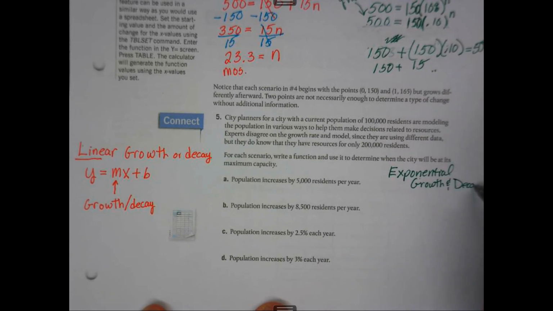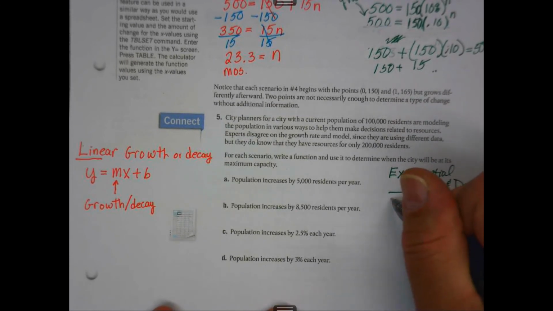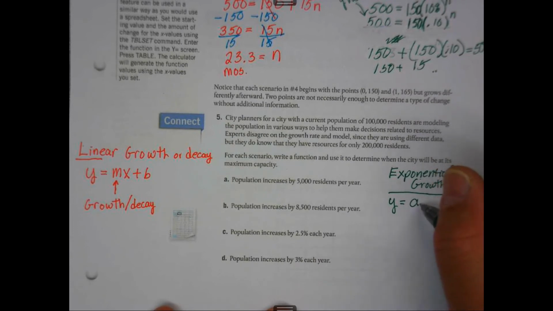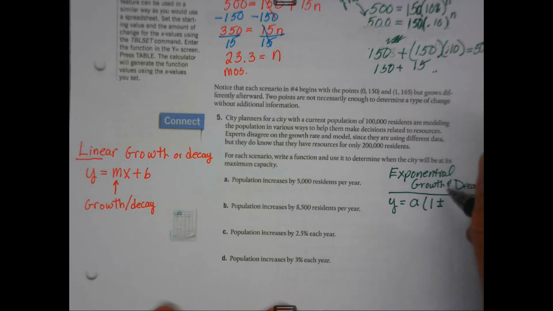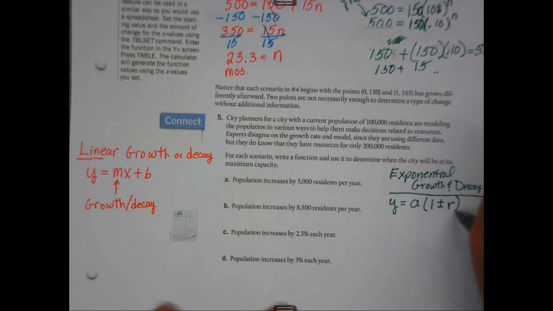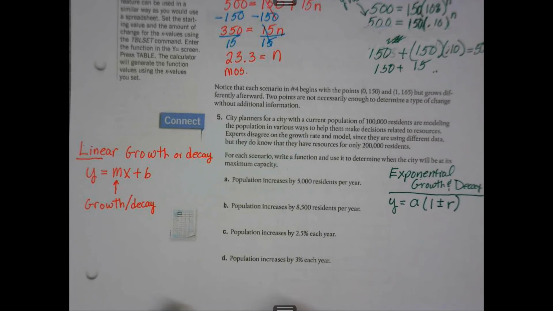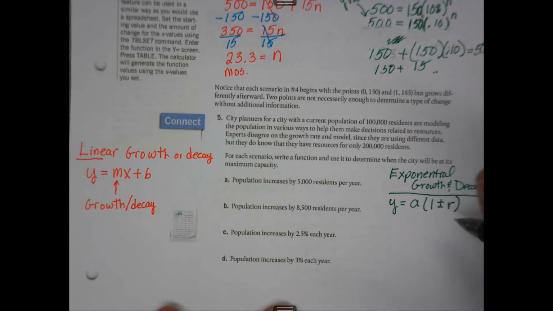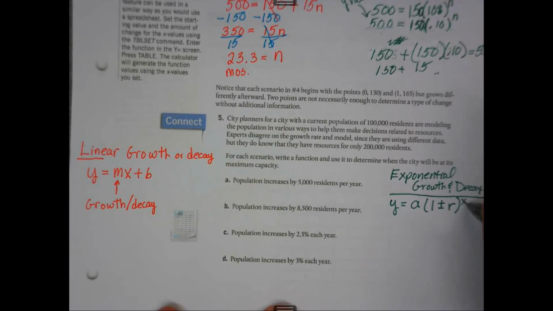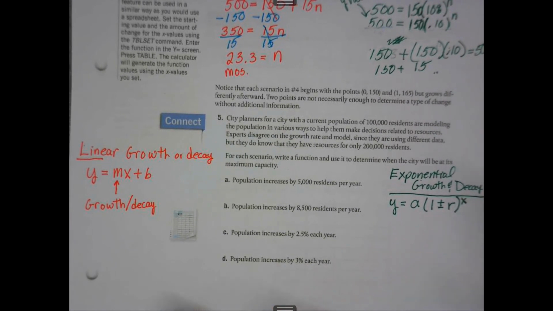Back from algebra 2, even algebra 1, I think you guys covered this, is y equals a times 1 plus or minus the rate, raised to the x. Growth is plus, decay is minus. Now I'm going to put x here. Sometimes you put time. I put x because that's the key we have in our calculator.